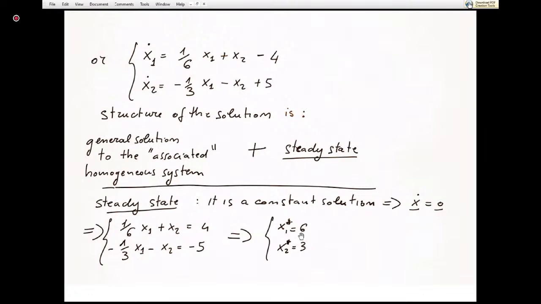Okay? So here the solution is one in which at the steady state, so there exists a constant solution in which x1 is at the level 6 and x2 is at the level 3. Okay?